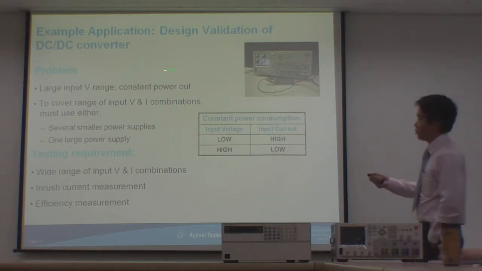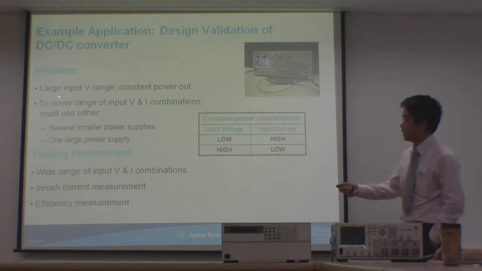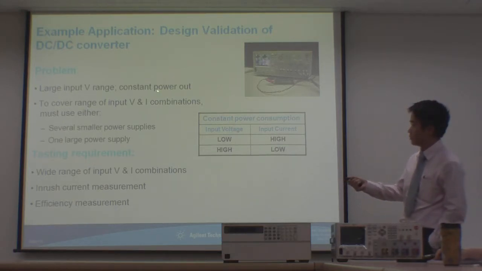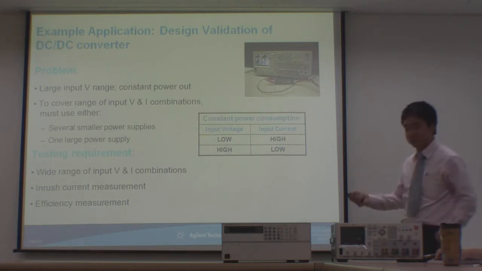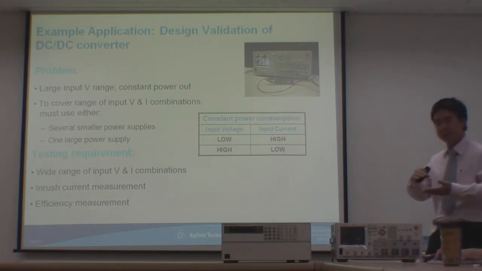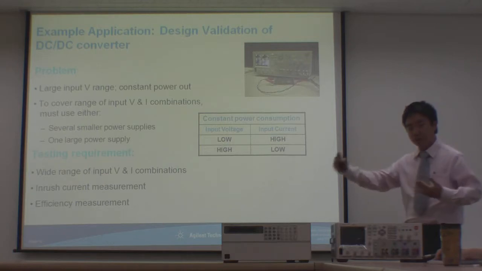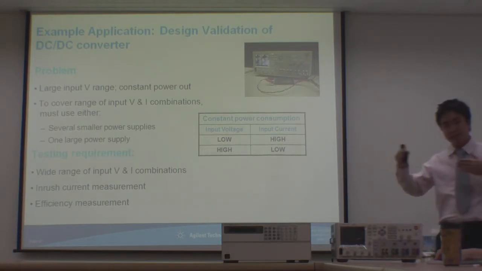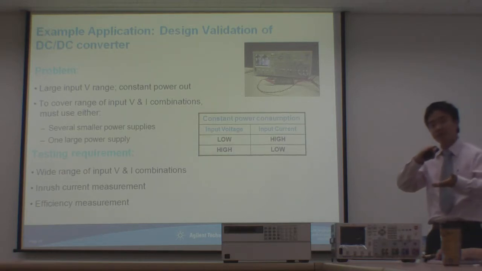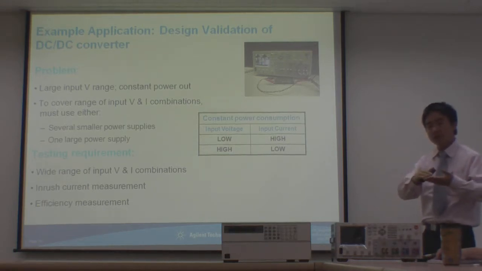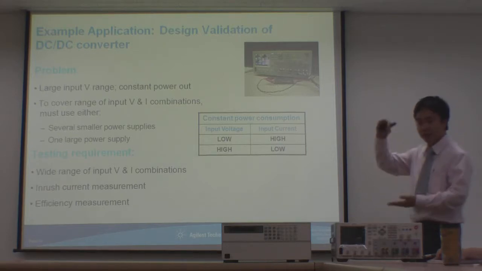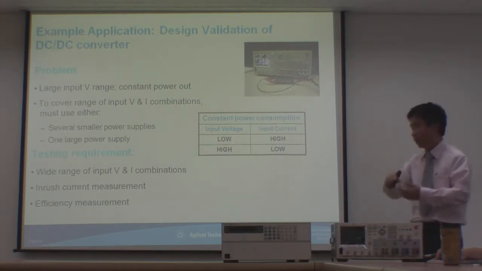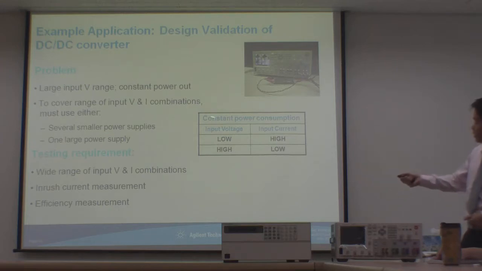The problem with DC to DC converter testing is that typically you have a large voltage range and you have a constant power out. So your voltage range could be 0 to 5 volts for certain power and 0 to 20 volts for certain power. So you have to make sure you get that range. If you have a very low voltage, typically you have a high current requirement. If you have a high voltage, you have a low current requirement. So this is typically what you're dealing with for DC converters when you're doing this type of testing.